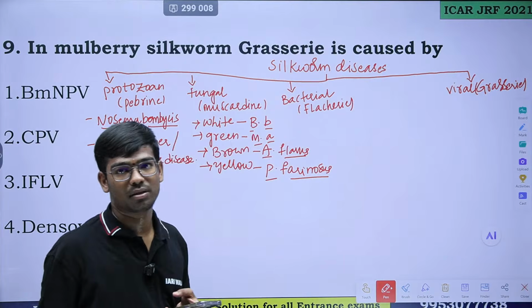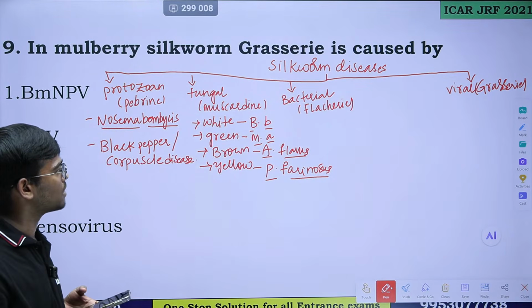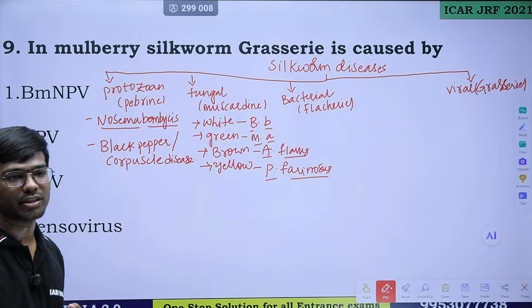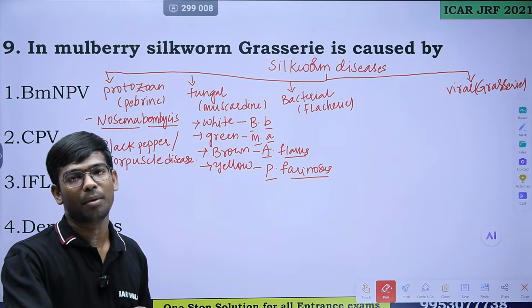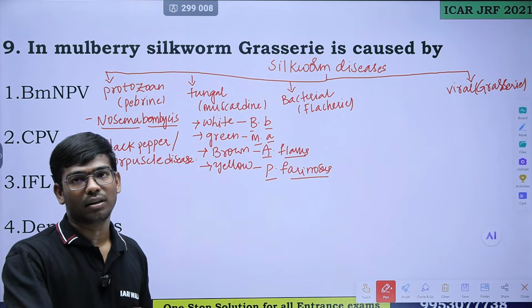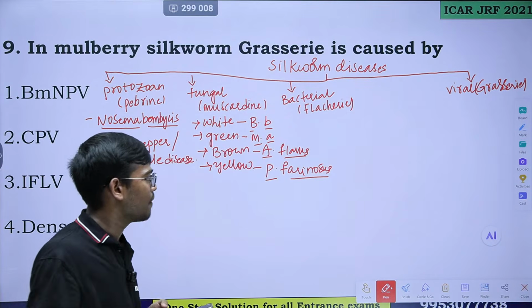Paecilomyces farinosus. Okay. And the fungal disease is called muscardine. The white muscardine fungi is Beauveria bassiana, and green muscardine fungi is Metarhizium anisopliae. Brown muscardine fungi is Aspergillus flavus, then yellow muscardine fungi is Paecilomyces farinosus.